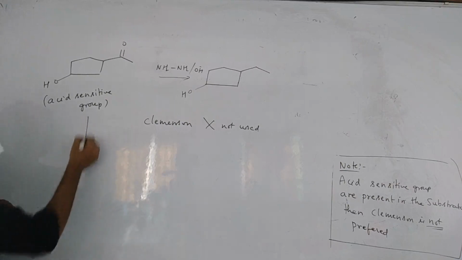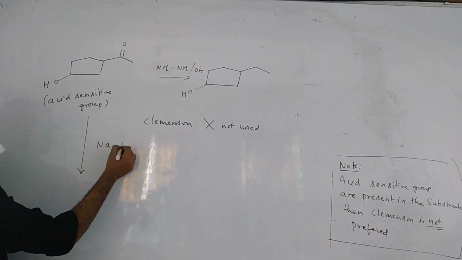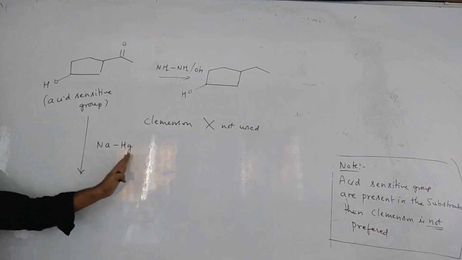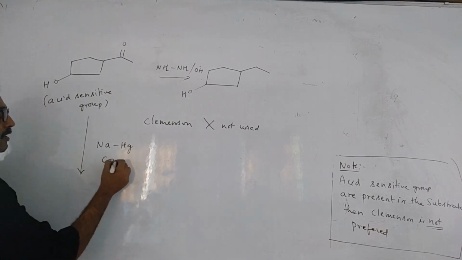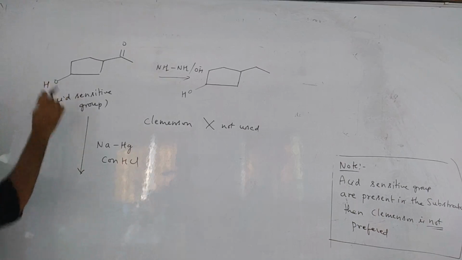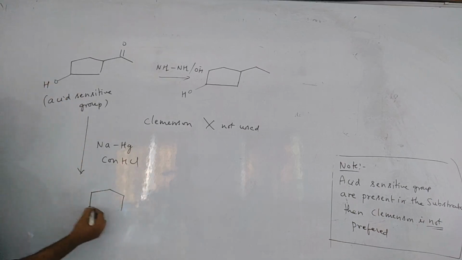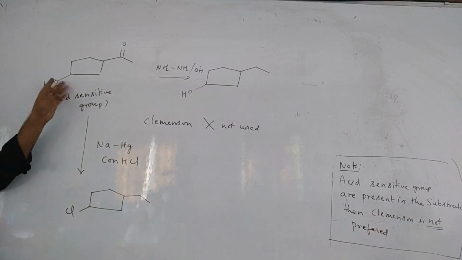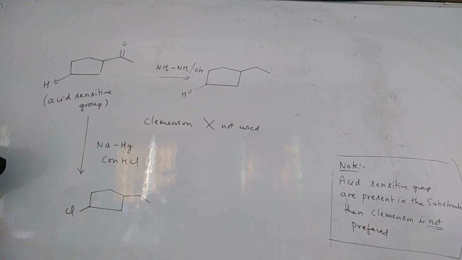Why? What happens if you use Clemmensen reduction for this? Zinc amalgam: what is meant by amalgam? Any metal with mercury, we call it amalgam. Zinc amalgam in concentrated HCl, if you use it, then this OH group also will be reduced. So we could not use Clemmensen reduction. Very important, this one. Our OH group should not get disturbed, so we have to use basic medium reduction. Can everyone see this?